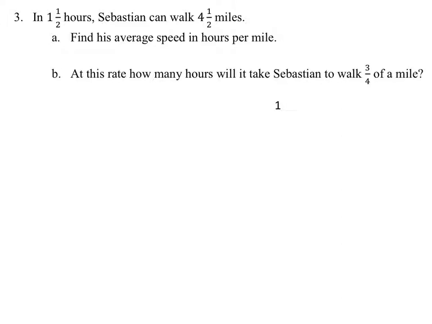So basically, in 1.5 hours, Sebastian can walk 4.5 miles. Find his average speed in miles per 1 hour. So I'm going to change these to decimals right up in here. We can see that this would be 1.5 hours for 4.5 miles. My pencil's not working.